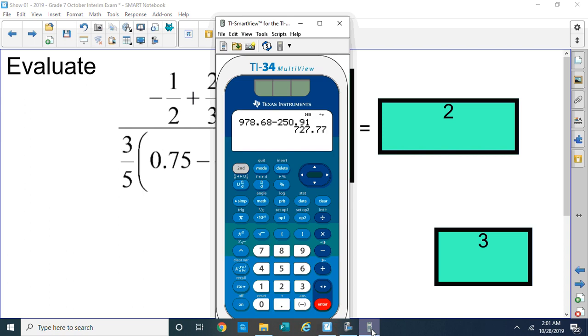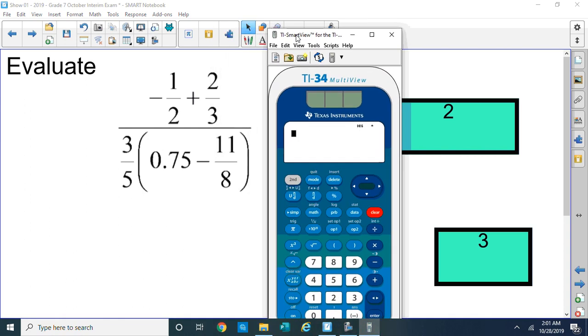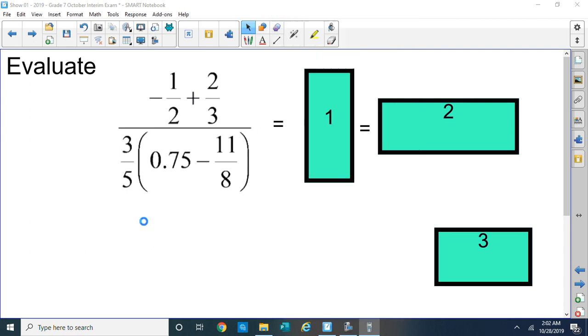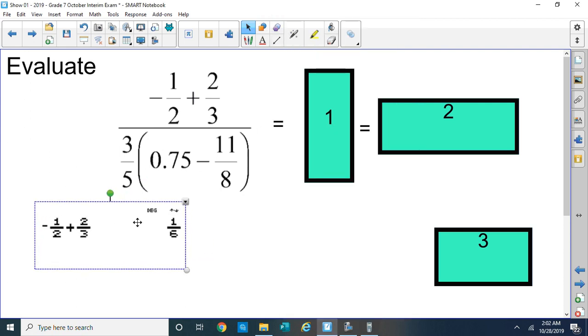So let me get my calculator again. Let me clear, because again, we can use our calculators, and type in negative 1/2. My calculator is a little bit different from yours. You would use the ABC button, plus 2/3, and see how much that equals. That is equal to 1/6. So I'd have 1/6 on the top of my fraction. Put that over there.